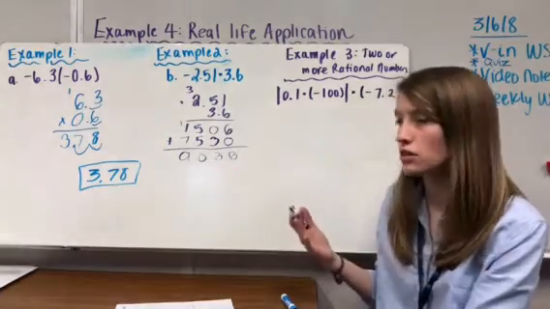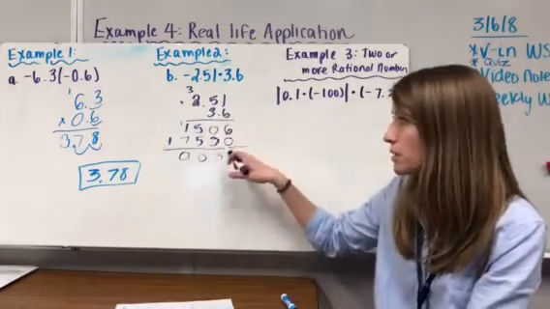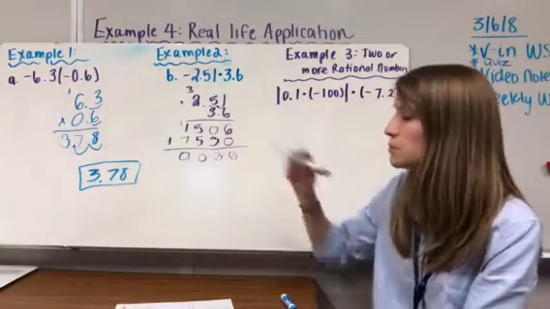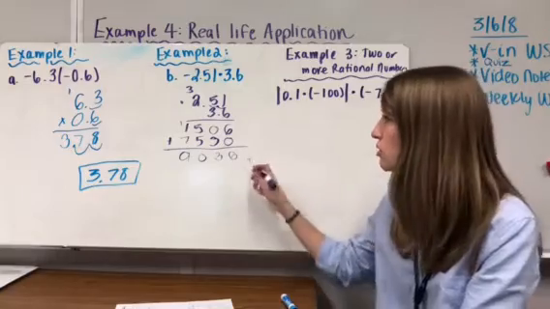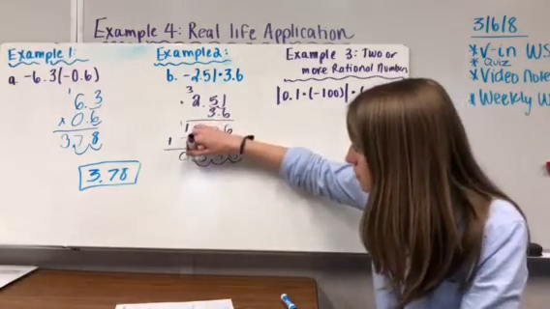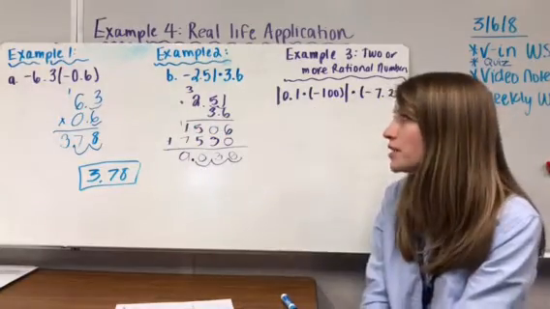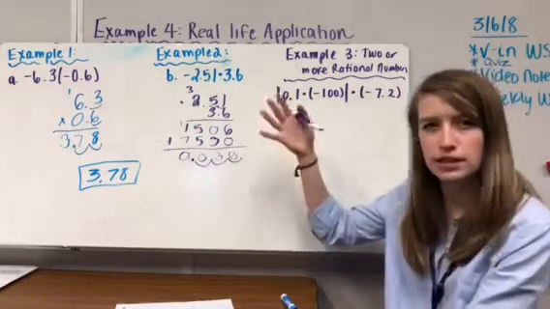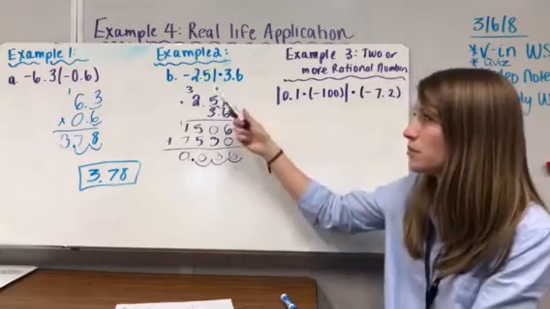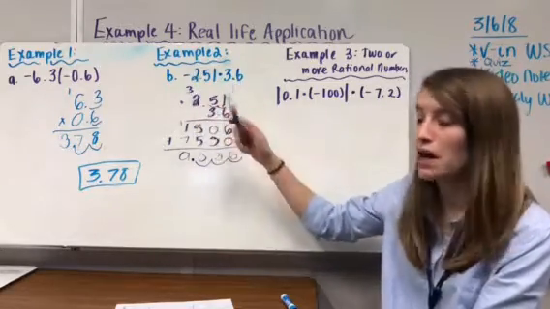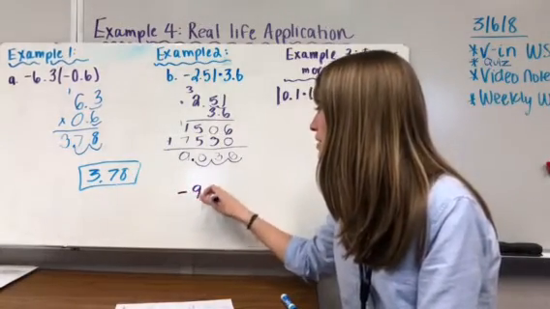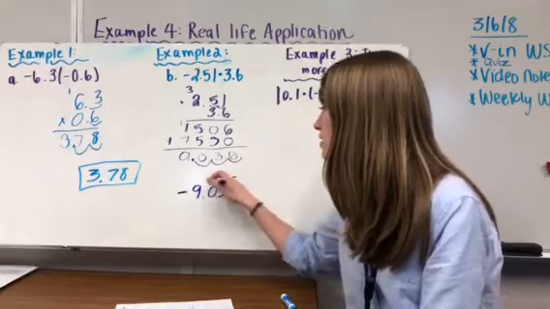This is not 9036. I had to figure out where my decimal is. I have 2 places behind the decimal here, 1 place beyond the decimal here. That's 3 in total. So my final answer should have 1, 2, 3 numbers beyond the decimal, which makes sense. 2.5 times 3.6 should be about 9. So I have 9.036. One last step is to make sure, okay, I have a negative times a positive, so my final answer here is negative 9.036.